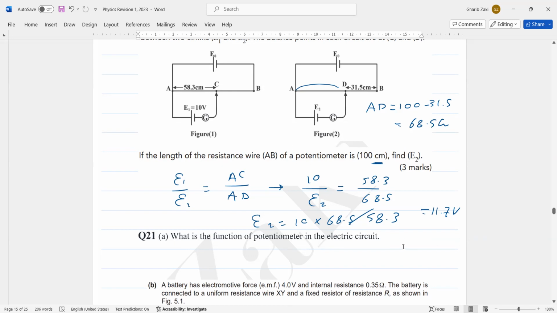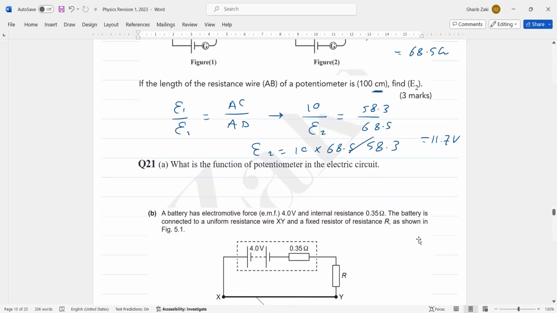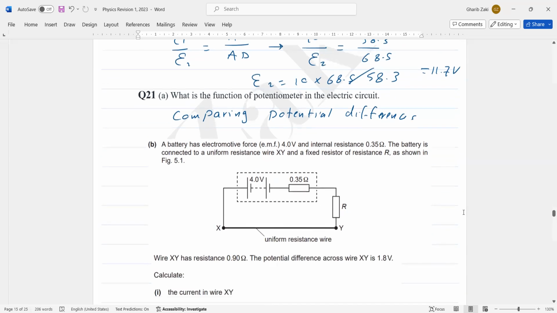Now, in question number 21, what is the function? The question is the same, and the answer is the same, but the question is different. What is the function of potentiometer comparing potential differences? Now, that question is a little hard. Try to think with me in that question.